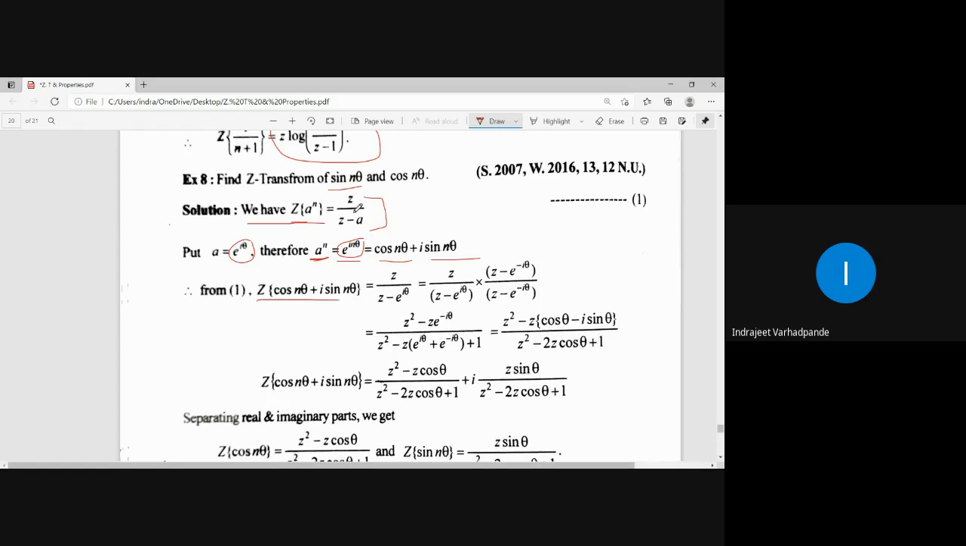Z is nothing but z upon, this is nothing but z upon e to the power i theta. Put z upon z minus e to the power i theta. Multiply by the opposite term, e to the power minus i theta, in the numerator and denominator, and divide and multiply, but minus as it is will remain.